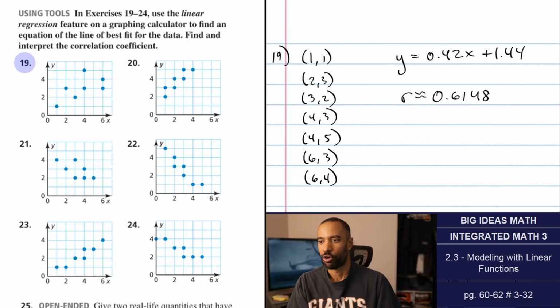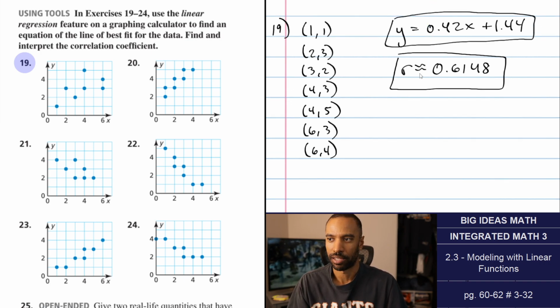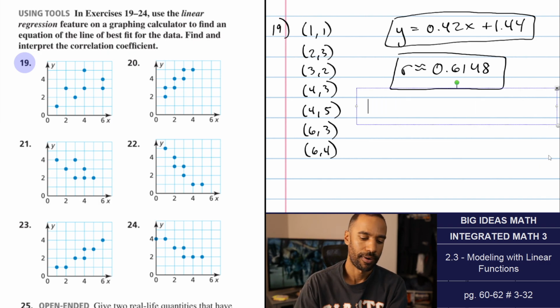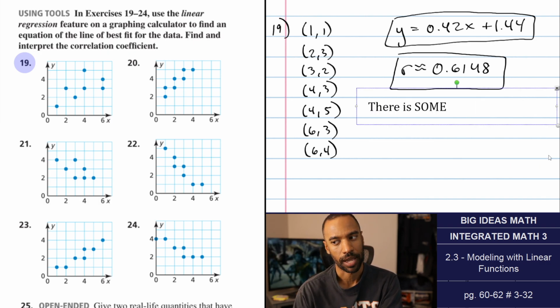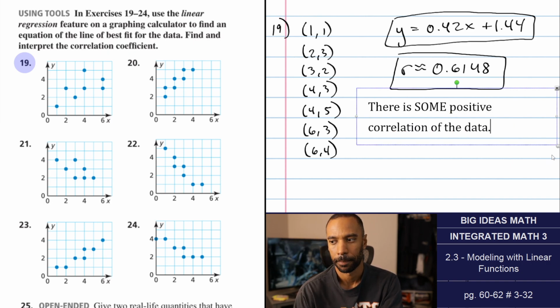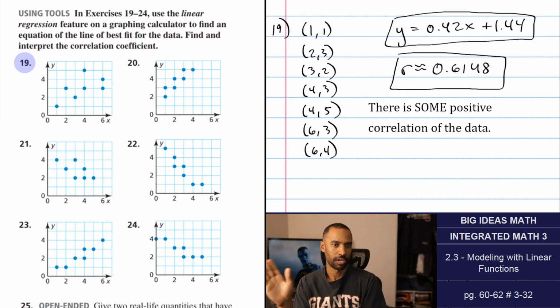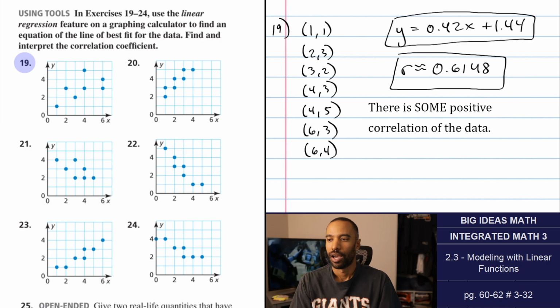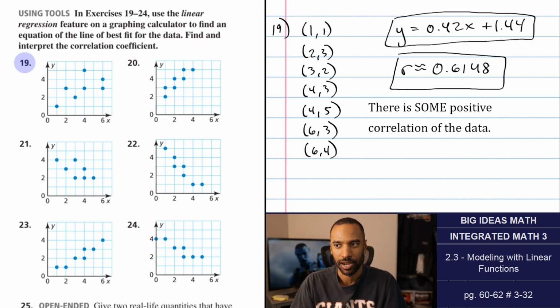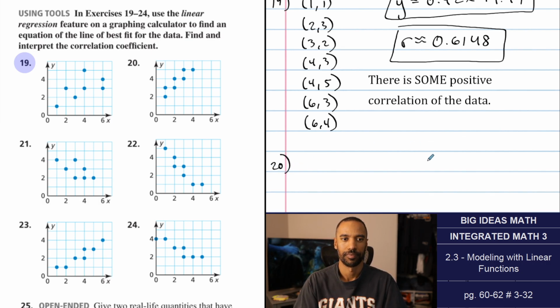Find and interpret the correlation coefficient. There's the correlation coefficient. Interpreting it talks about what's the strength, and is it positive or negative? First of all, it's positive. It's kind of a weak positive correlation of the data. You also saw the R squared, 0.378, which means around 37.8% of the data can be explained by relating X and Y. Anyway, there's some positive correlation of the data.